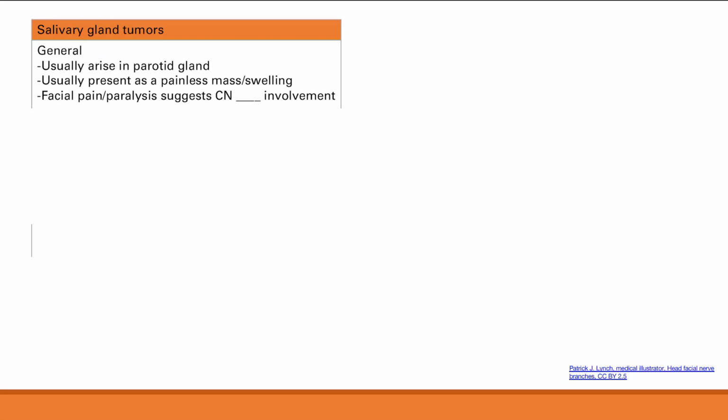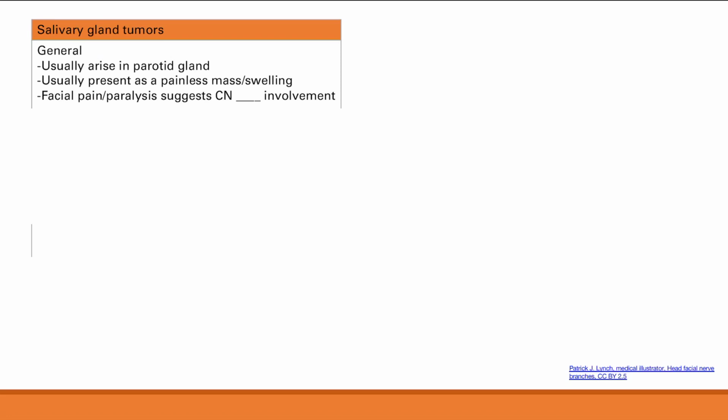Now we're going to go into the salivary gland tumors. Again, usually arise from the parotid gland, which was the one by the cheek, and it usually presents as a painless mass or swelling. It's just a tumor just sitting there. So your cheek has like a fat mass. You don't know why. Why is your cheek getting fatter? It's because you have a tumor there.